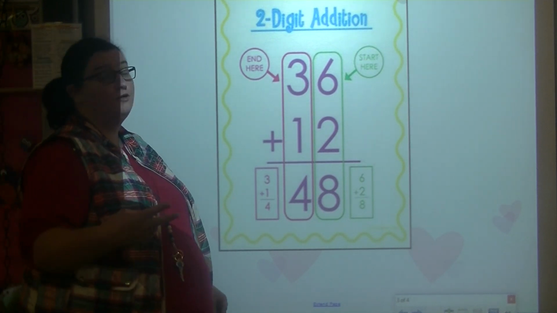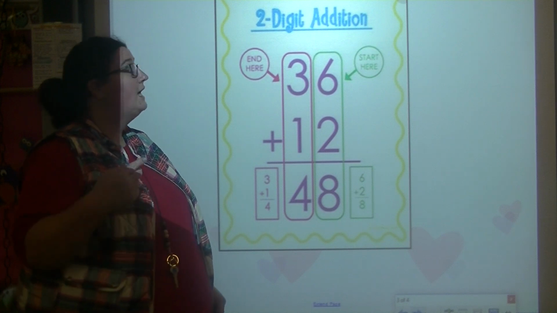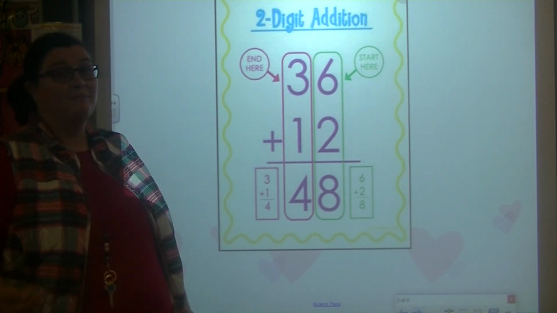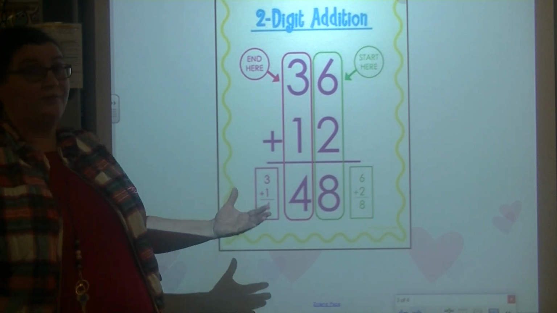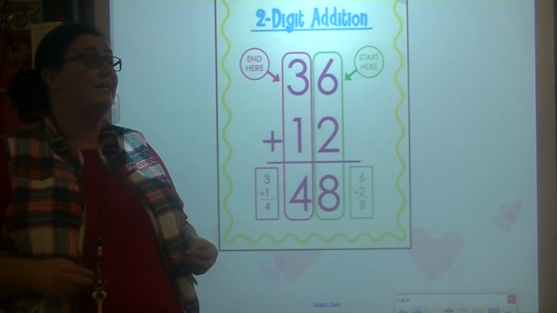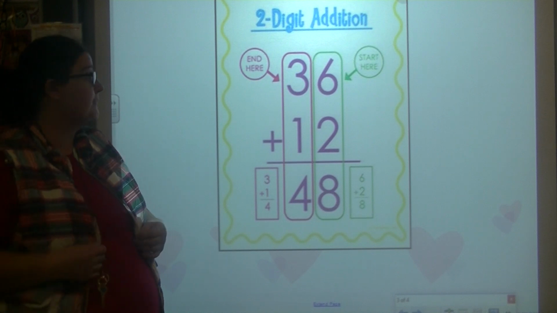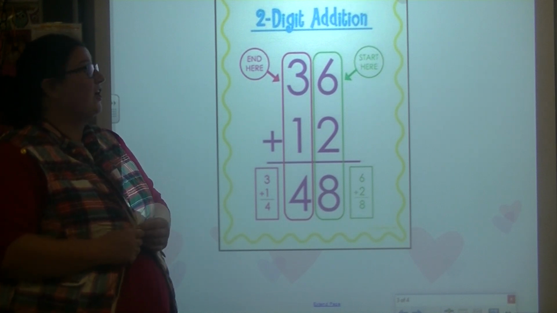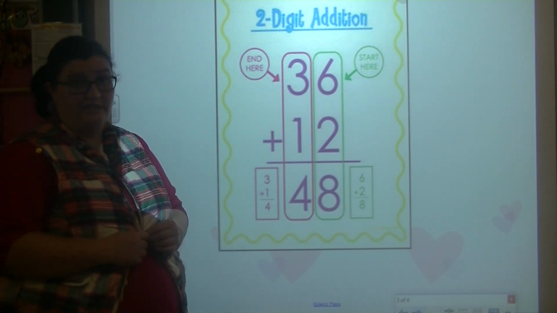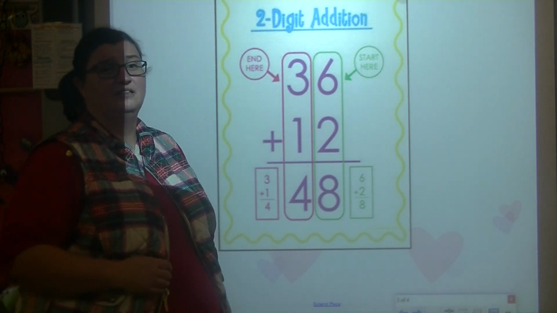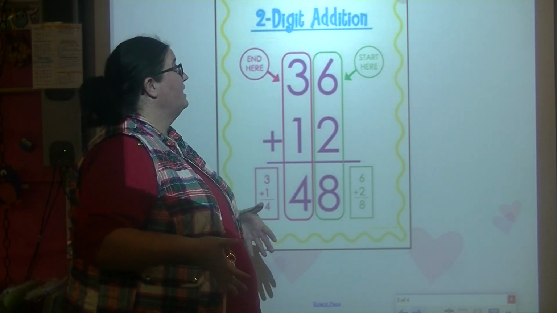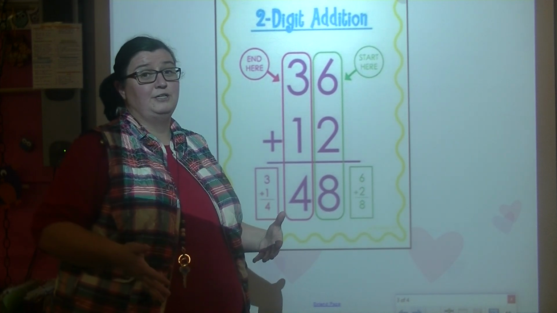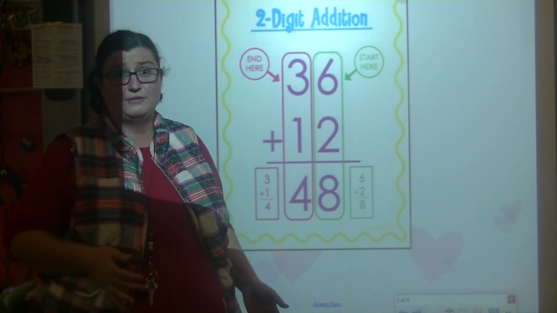These problems have two digits, a tens place and a ones place. When we add these numbers, you can't just add the whole thing at one time. You're going to treat it like two separate problems. I like to call it, let's play hide and go seek. How many of you like to play hide and go seek? Yeah, I loved to play that as a kid. When we do two-digit addition, we're going to play hide and go seek.